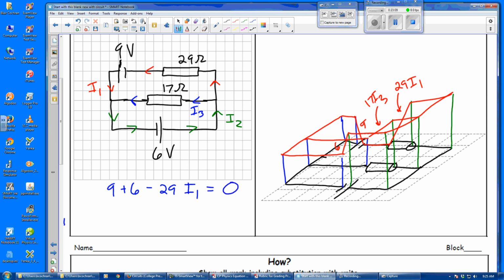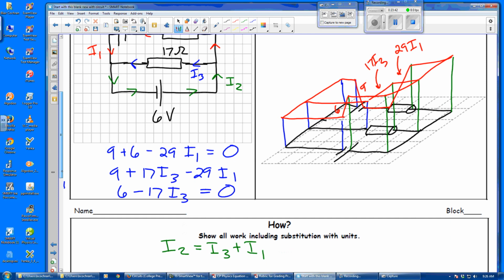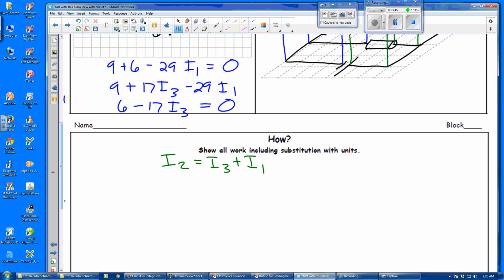I'm going to go around just the top. I'd have 9. Ooh, I'm going the wrong way. I'm going up the slope across the 17. So it's plus 17 I3. And down the 29, minus 29 I1. And then around the bottom one, I'll say bottom left corner, 6 minus 17 I3 equals 0. Well, these are actually pretty straightforward equations. I'm just going to move them to where they make more sense.